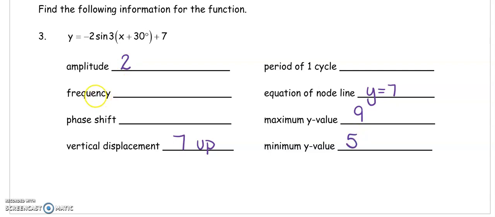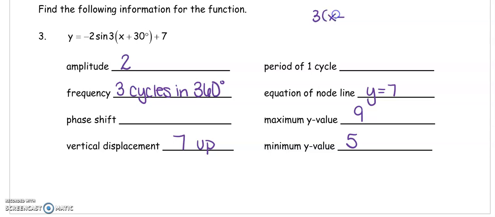Now, the frequency I can go ahead and figure out by this 3 right here. This is going to be 3 cycles in 360 degrees. Okay, notice the degree bubble right there. Now, the phase shift and the period of one cycle, I'm going to use the guts.